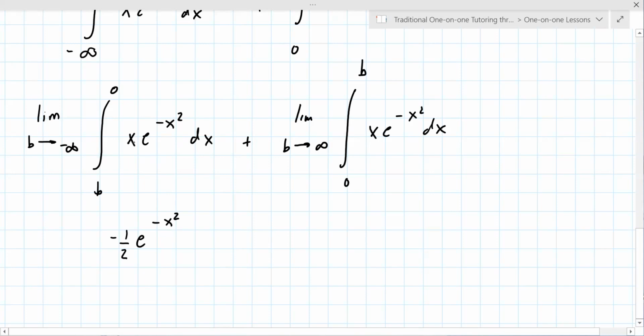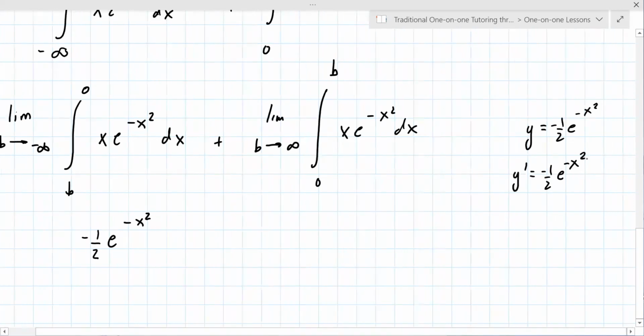Where's the 1/2 coming from? So let me come off the side here. If I tell you y equals minus 1/2 e to the minus x squared, y prime is minus 1/2 e to the minus x squared. But then you have that chain rule part, right? You have to take the derivative of minus x squared. That's minus 2x. So your derivative is minus 1/2 times minus 2. That gets you to 1, x e to the minus x squared. And that's back what we started with.